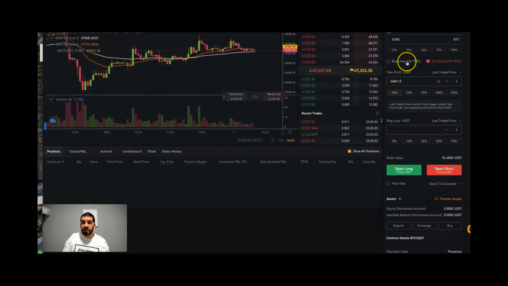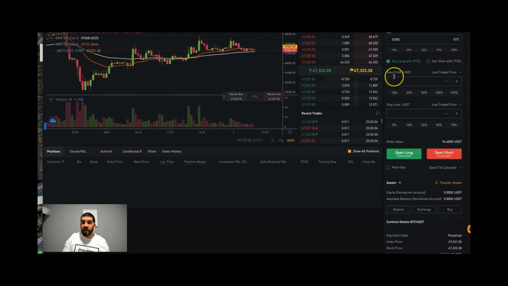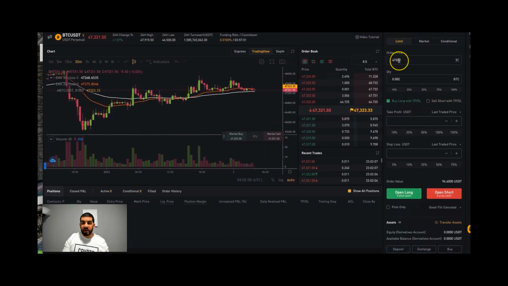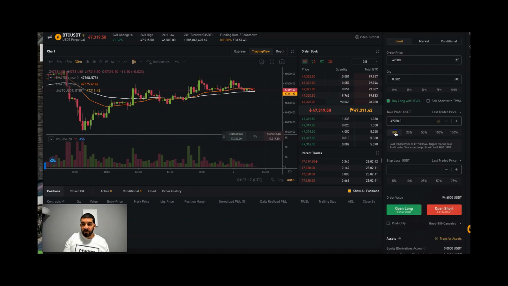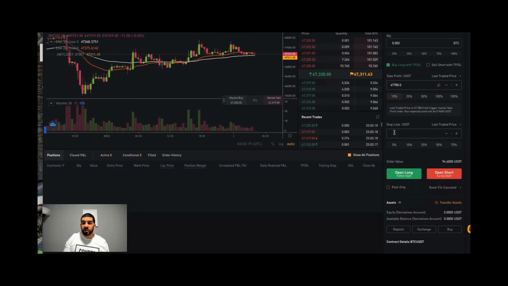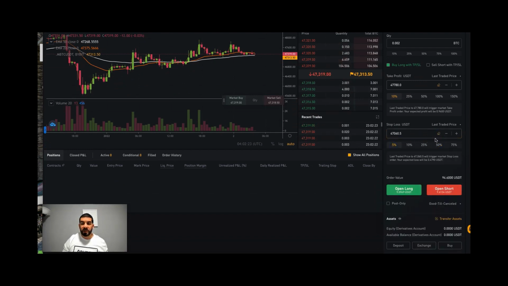So let's go back to long to make this simple. So now we're going to take the trade. Let's say Bitcoin hits 47,300. We're going to take a trade at 2% of the account. We're going to take our take profit at 10%, and we're going to put a stop loss at 5% of the account.